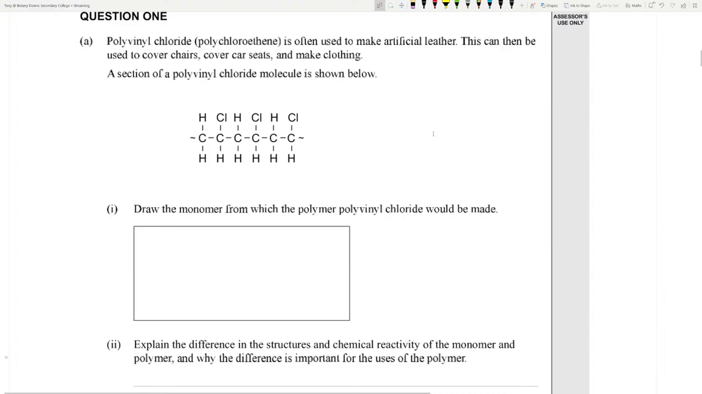So this is a 2017 paper, if you're wondering where this is from. I'm just going to speed run some of this. Okay, so the first question, polymerization. I'm not even going to bother reading that, not important.